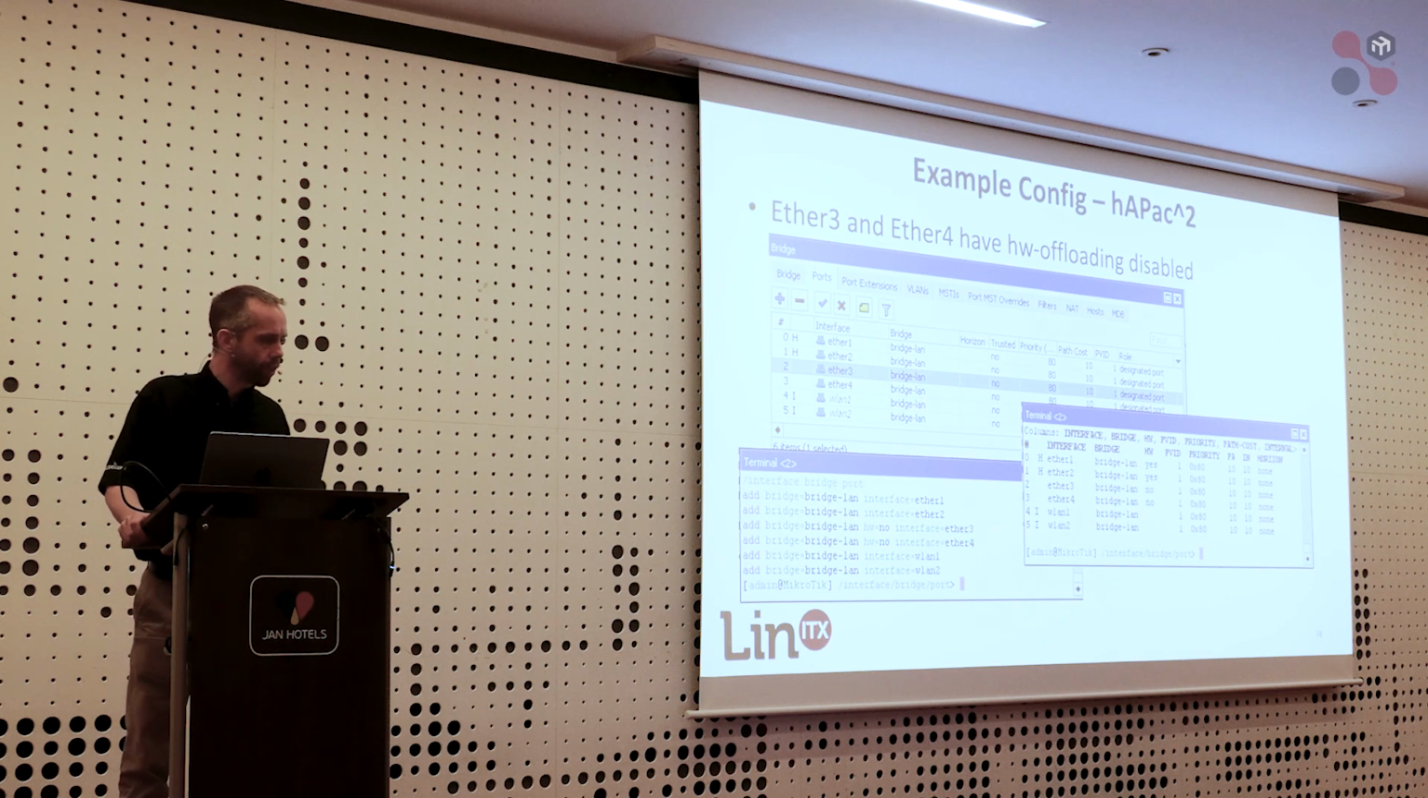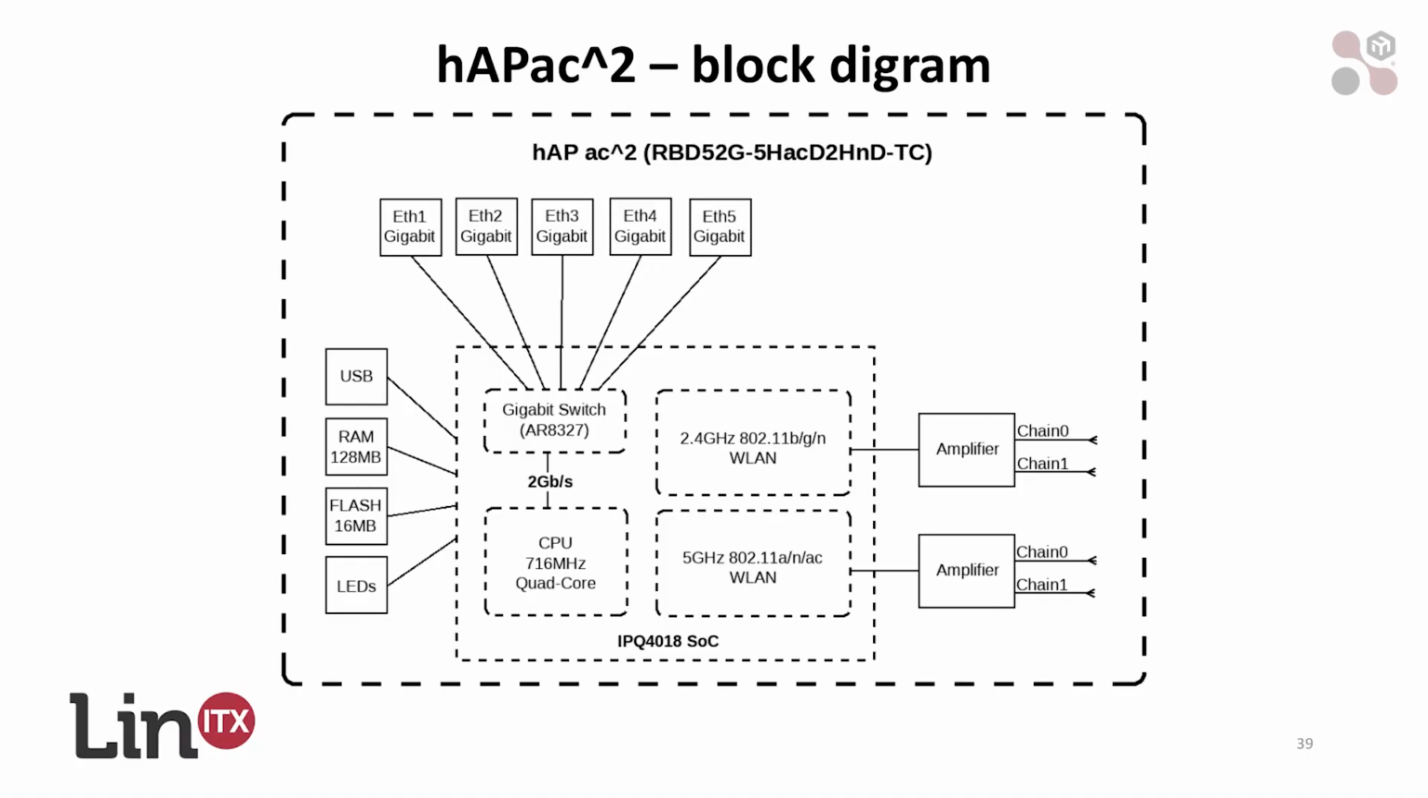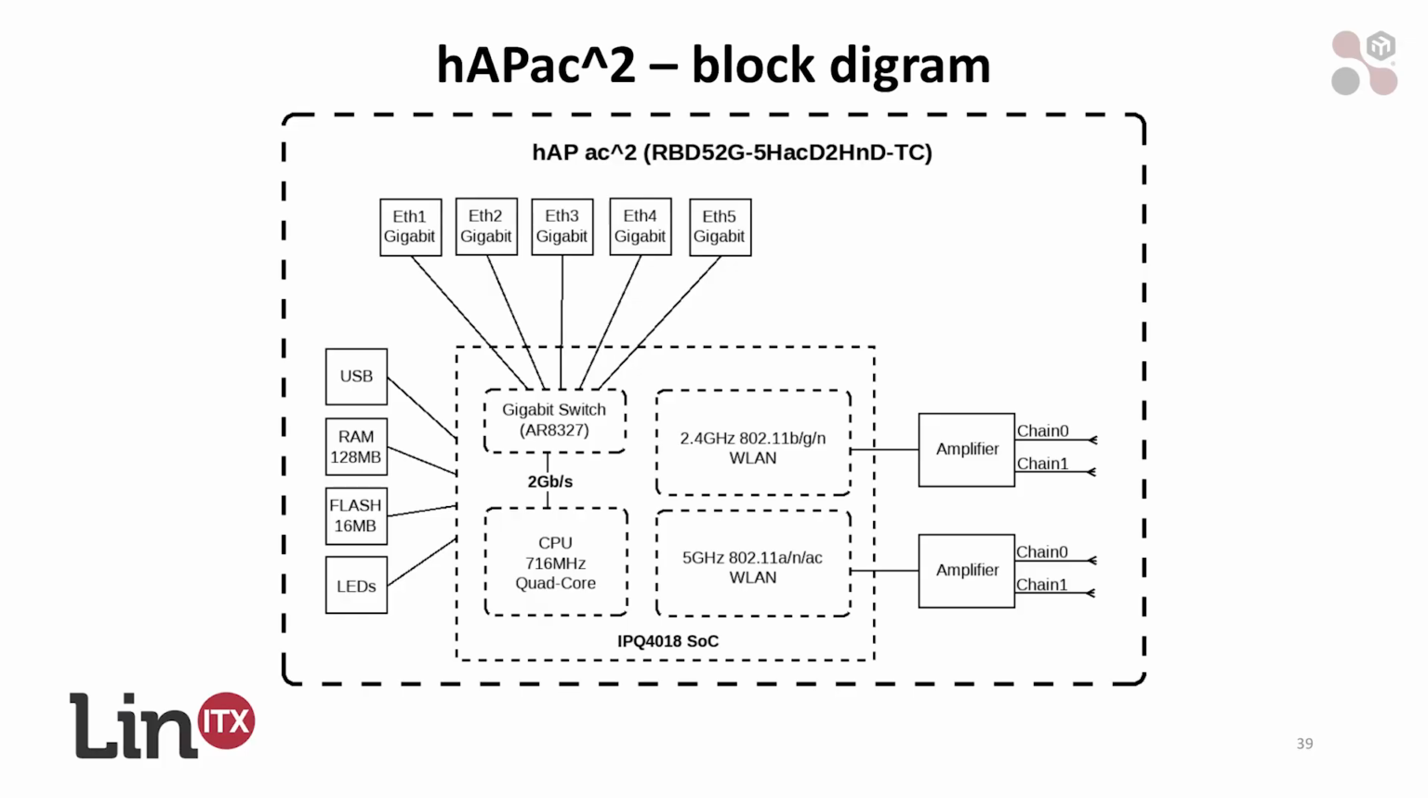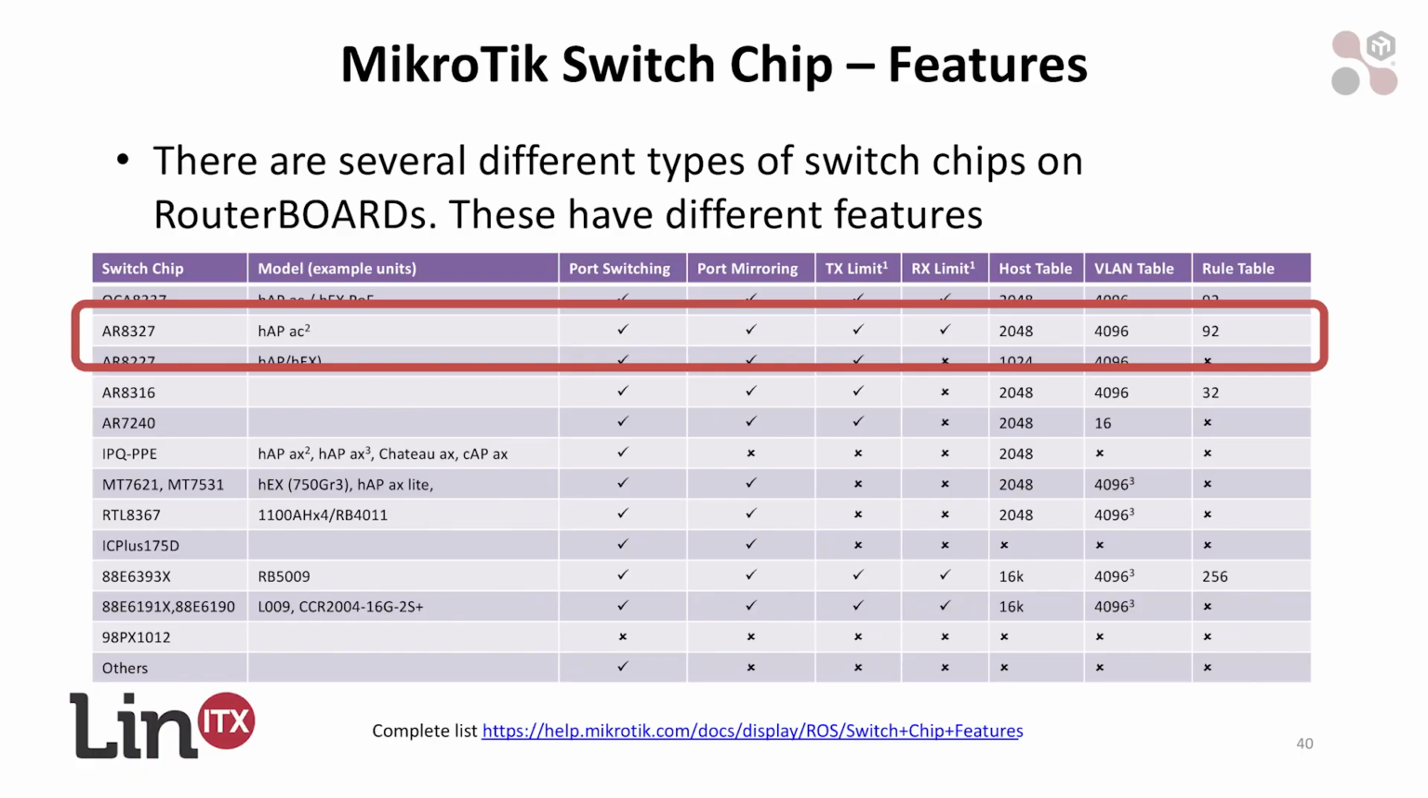People forget, or don't realize, that when you are looking at your hardware, MikroTik produces these lovely block diagrams that show how everything is connected. And we can see here with the hAP ac squared that our 5 Ethernet ports are connected to the switch, and that our wireless interfaces are not. They are going straight into the CPU.